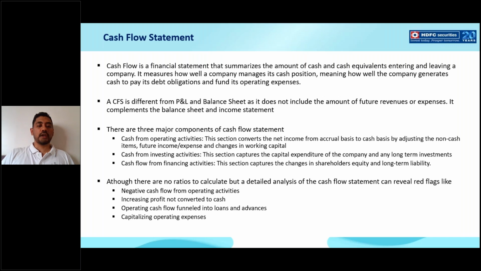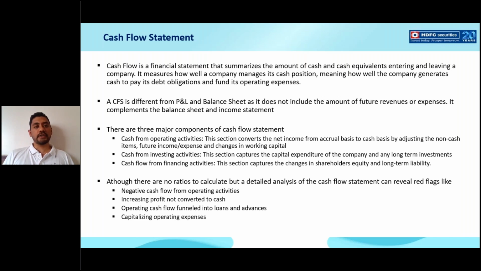Although there are no ratios to calculate, a detailed analysis of a cash flow statement is important as it can reveal many red flags, like negative cash flow from operating activities, which gives an indication that the company is not able to earn enough from its operations. So the future expansion of the company is in doubt.